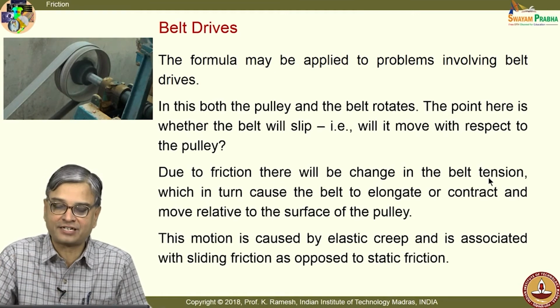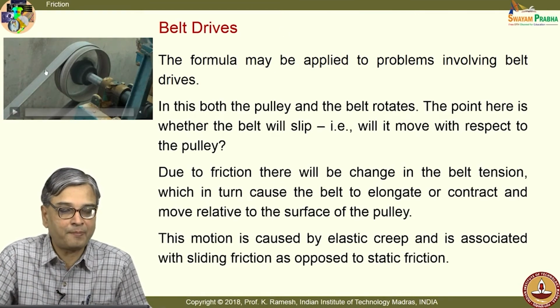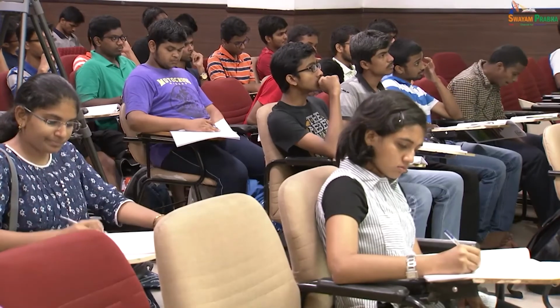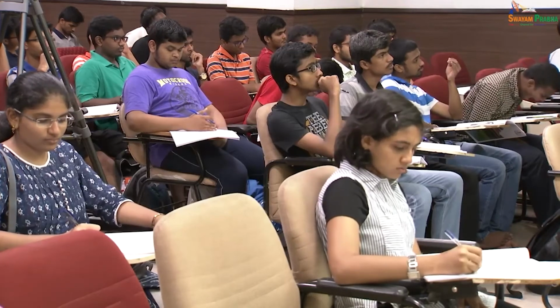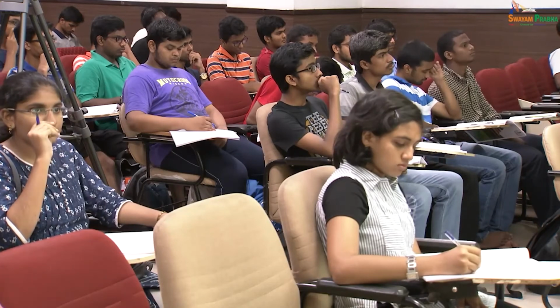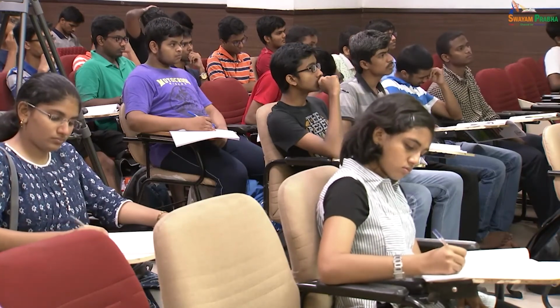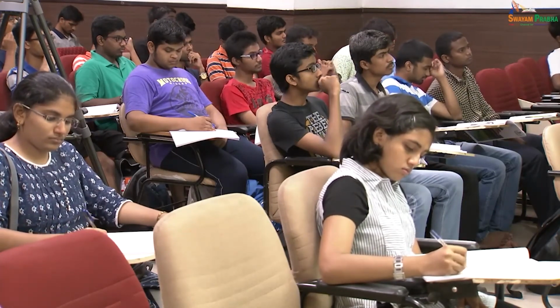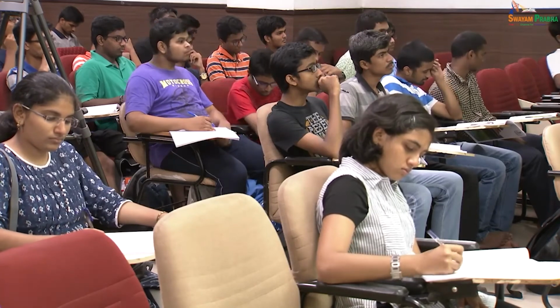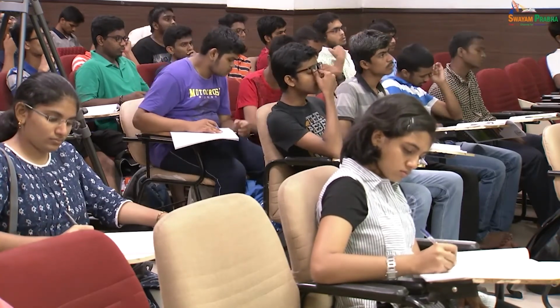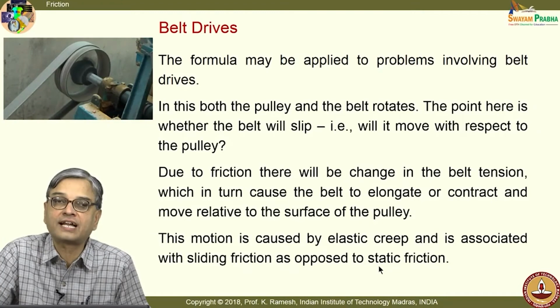Similarly, in this application, whatever the belt that you have can deform, due to friction there will be change in the belt tension, which in turn causes the belt to elongate or contract and move relative to the surface of the pulley. This motion is caused by elastic creep and is associated with sliding friction as opposed to static friction.